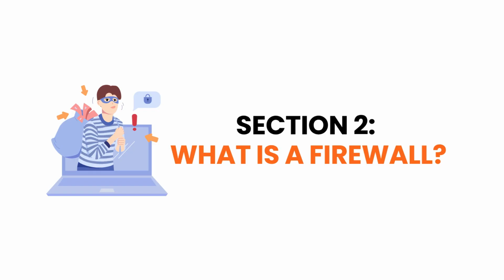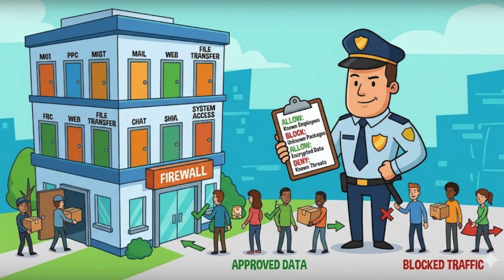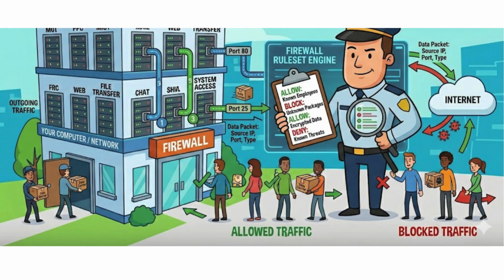Section 2. What is a firewall? Let's start from the very beginning. What actually is a firewall? Think of your computer like a building. That building has hundreds of doors, some for deliveries, some for employees, some for visitors. Now imagine a security guard standing at the entrance checking every single person and package that tries to come in or go out. They have a list of rules. Let this in, block that, always allow these, never allow those. That security guard is your firewall.